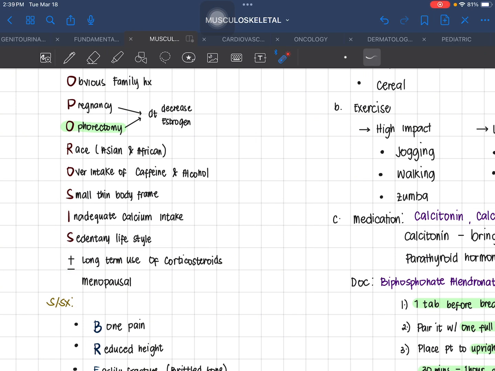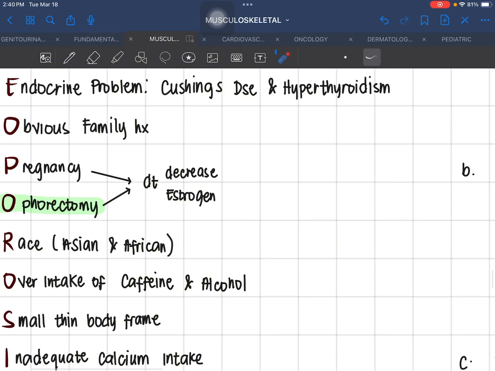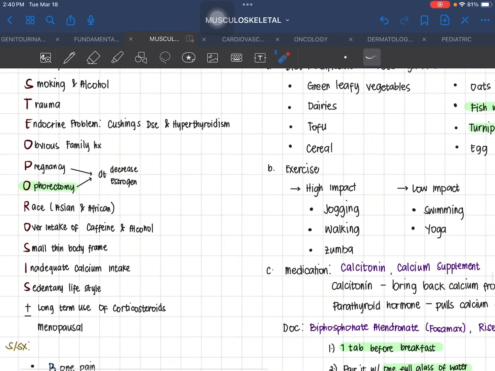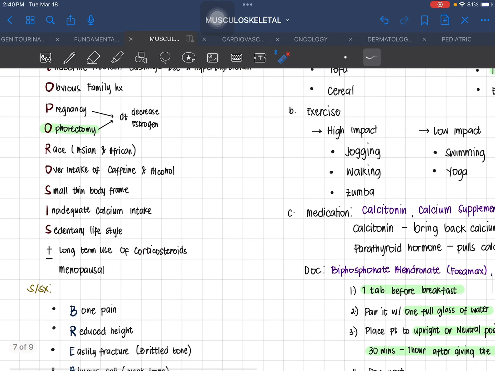Kapag di ka pala exercise, puro ka lang higa, ganun. And also, long-term use of corticosteroids and also menopausal. Patandaan natin kapag decrease yung estrogen natin, prone tayo or at risk tayo for osteoporosis. Kailan ba nagiging mababa yung estrogen? Kapag menopausal, kapag oophorectomy and also pregnancy. And also long-term use of corticosteroids. Tandaan din natin yan. And menopausal.